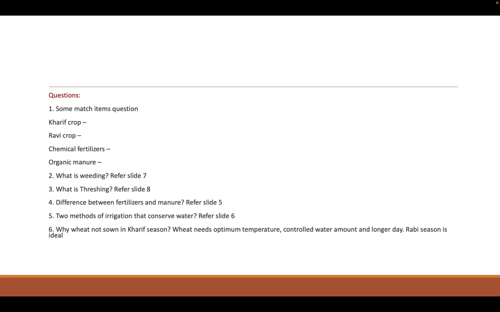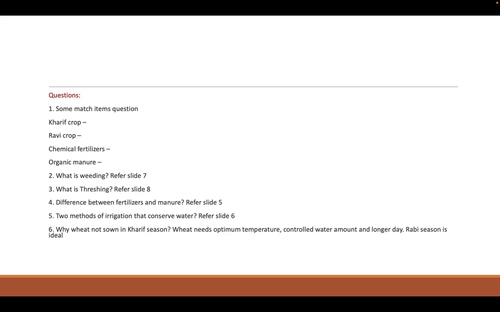why is wheat not shown in the kharif season? We know wheat is a rabi crop. Why is it not shown in the kharif season? Because wheat needs optimum temperature, a controlled water amount, and a longer day. Those are not possible during Kharif, which is a rainy season.